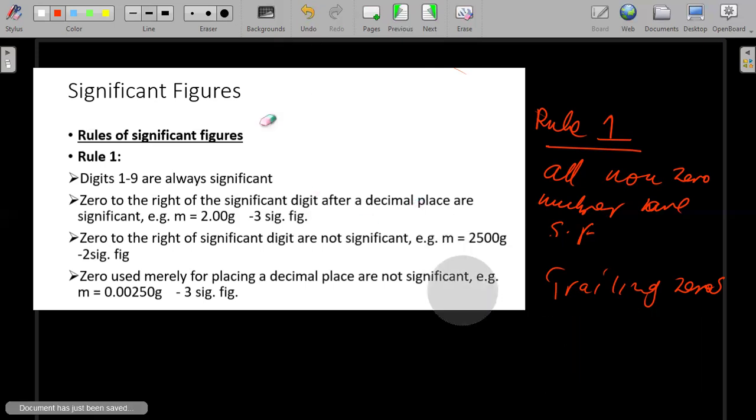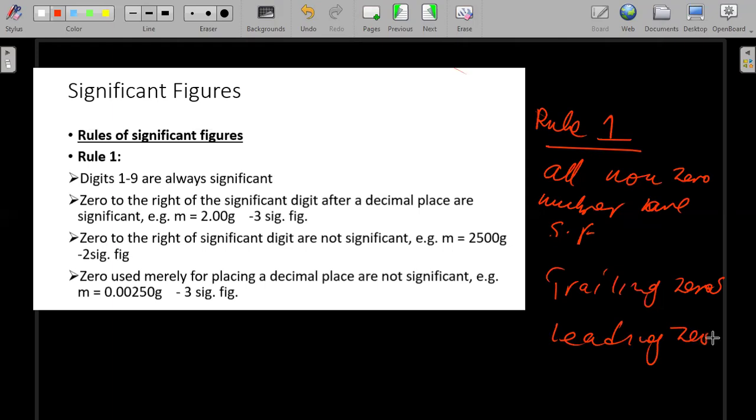You can also have another type of zeros which we call the leading zeros. Leading zeros are zeros that are in front of a number. For example, you have 0.00250. These are leading zeros here, and then this one is going to be a trailing zero. You can see it's a trailing zero, but it's coming after a decimal point, so this one is going to be significant in this case.